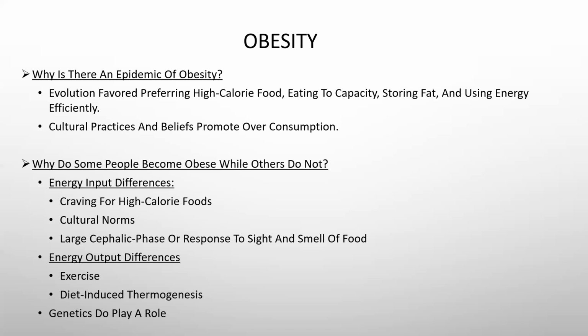And don't forget that genetics do play a role in this. Okay, it's not going to be the end all. It's not that there's one gene that's responsible for this. But we do know that there is a heritability factor here, that obesity does run in families.